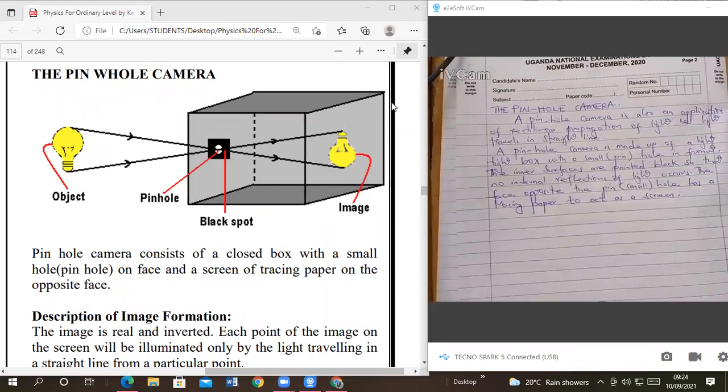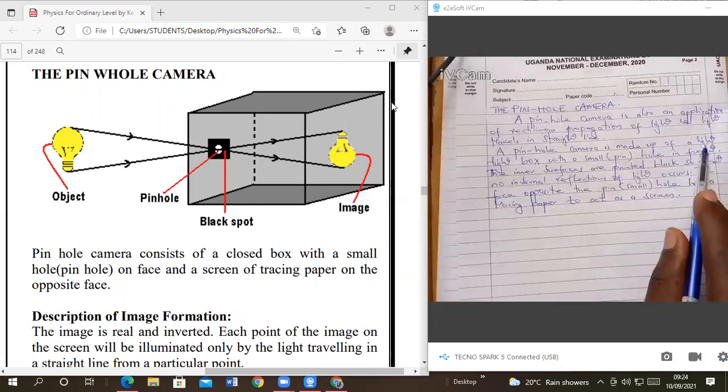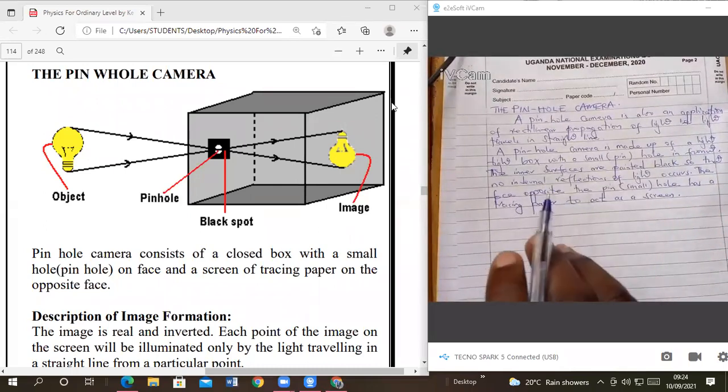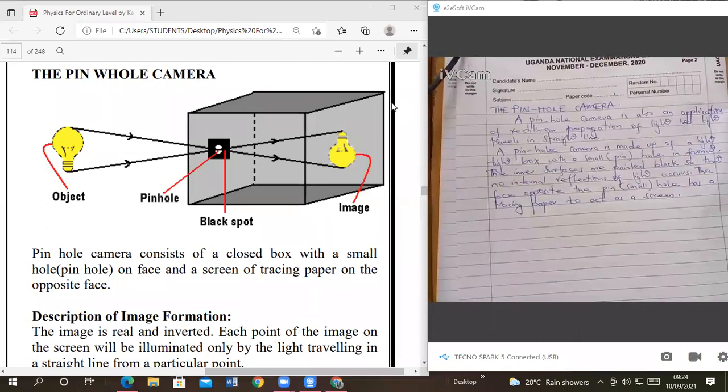Get a small box. Inside it, you can paint it black. If you can't paint it, then just get a black cloth and line it inside the box. Then create a hole. You can use a nail. Members, are you following me? Yes, get a nail, then create a hole.